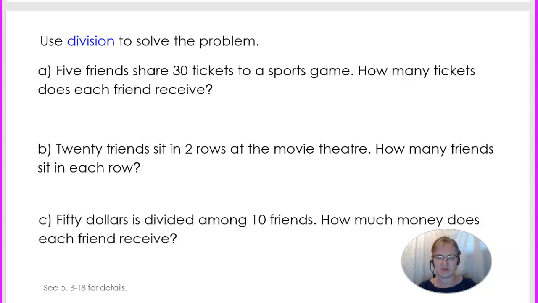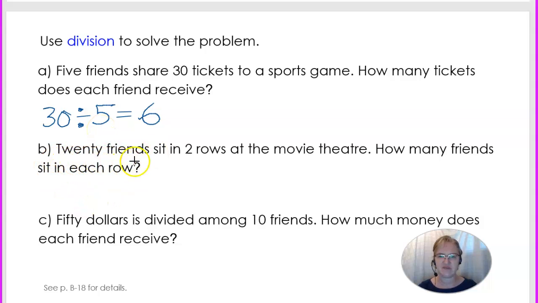And again, here are some problems to finish off our lesson. And we can use division to solve these problems. If there are 5 friends who share 30 tickets to a sports game, how many tickets does each friend receive? So if we start with 30, we're going to divide those tickets among 5 friends. One way to do that is to count up by 5s with your fingers. So 5, 10, 15, 20, 25, and 30. That's 6 fingers that we used to count up. So we know that 30 divided by 5 will be 6. So each friend will receive 6 tickets.